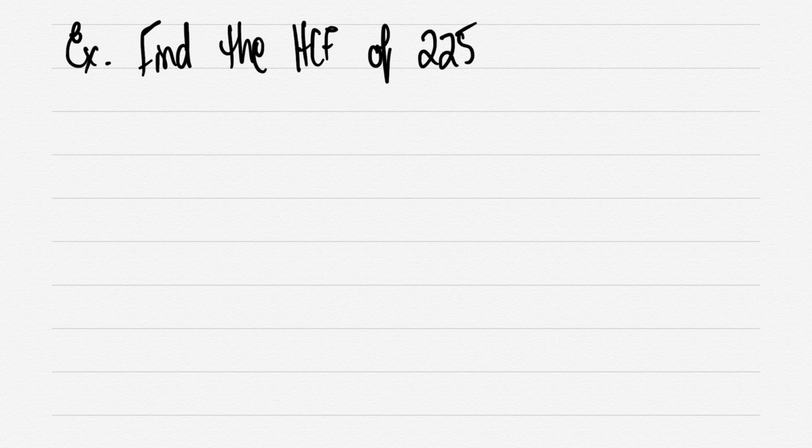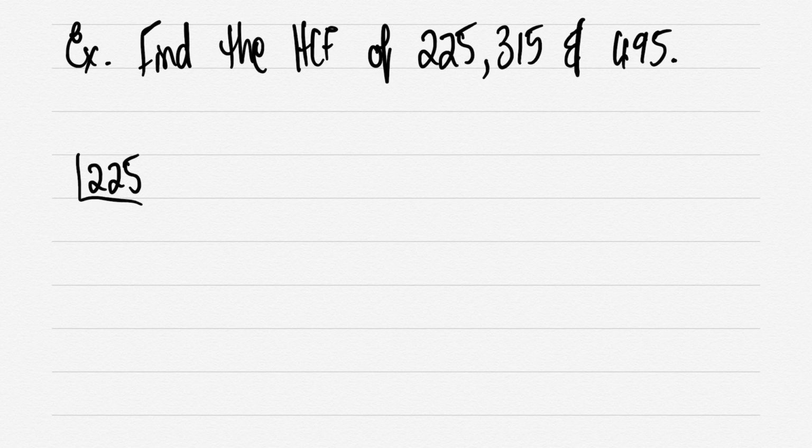So let's move on now to an example. Let's find the HCF, or highest common factor, of the three numbers over here. These numbers are 225, 315, and 495. It's relatively difficult to just spot it off the bat, so let's do the ladder method and solve for the prime factors.